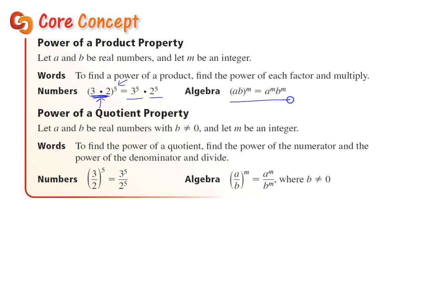So what it looks like algebraically is if you have a times b both being taken to that m power, that means a to the m times b to the m. And when we're talking about the power of a quotient, we've got 3 divided by 2. Both the 3 and the 2 get that power of 5. And of course, when we're talking about this with variables, we have to remember that b cannot be 0. Your denominator, we can't divide by 0. A can be whatever, but b can't be 0.